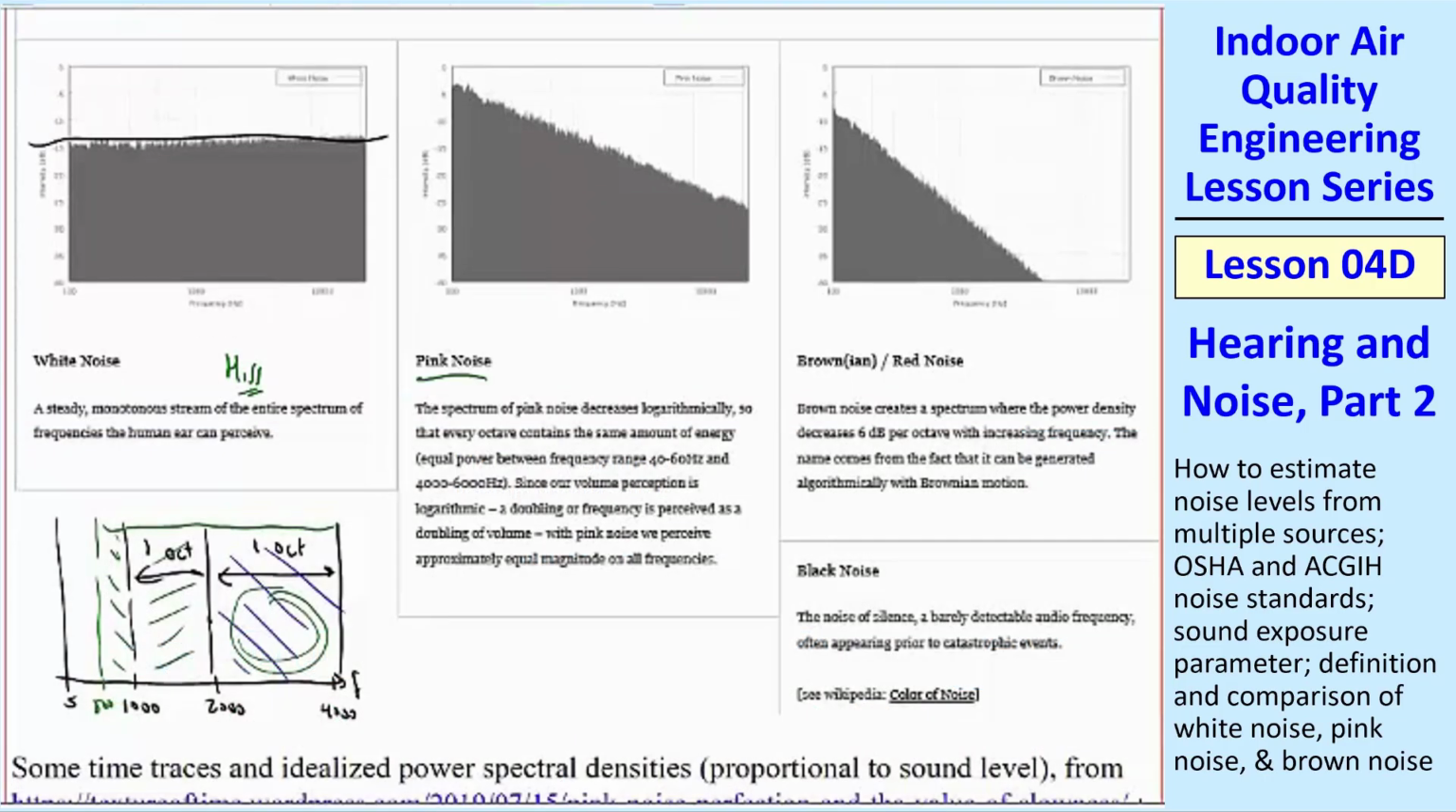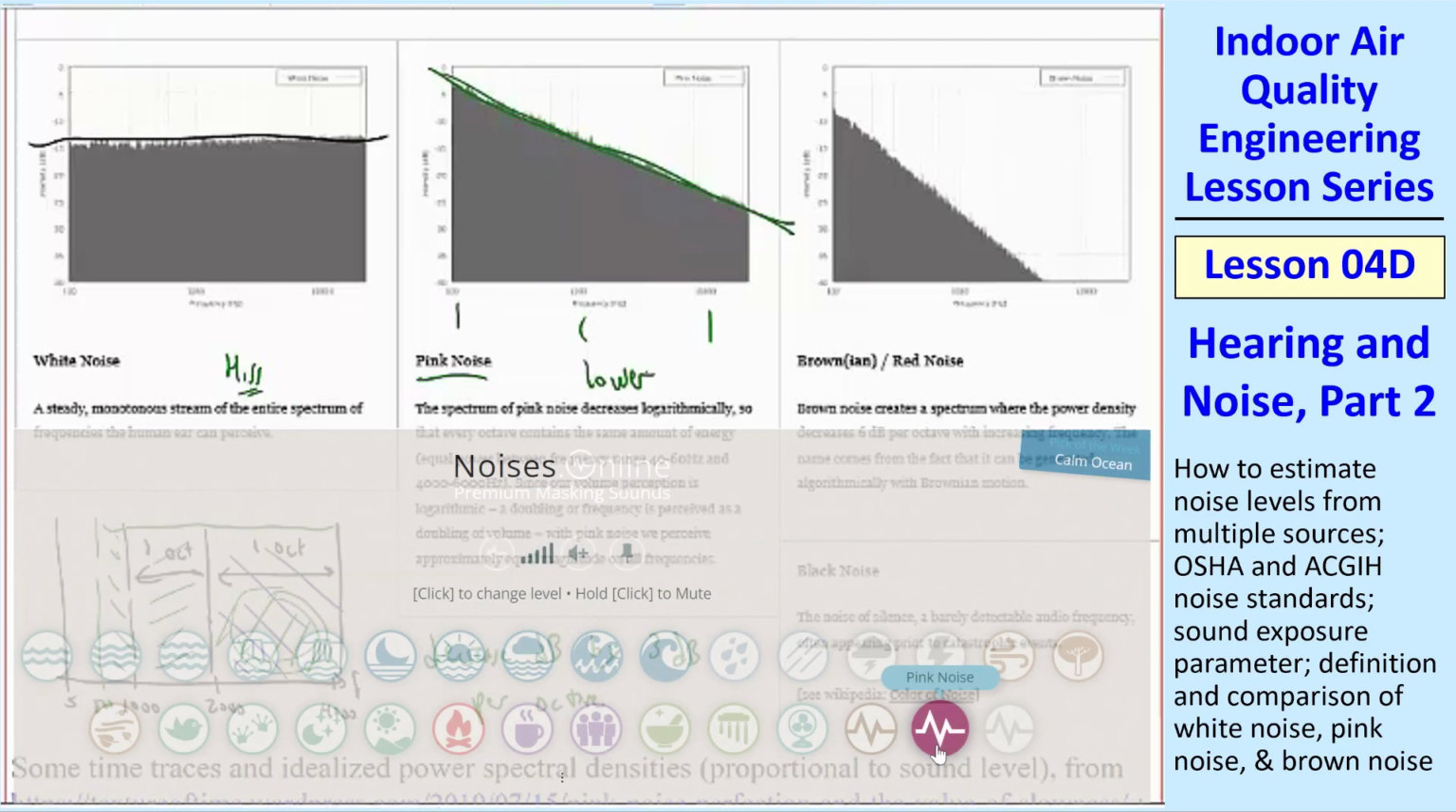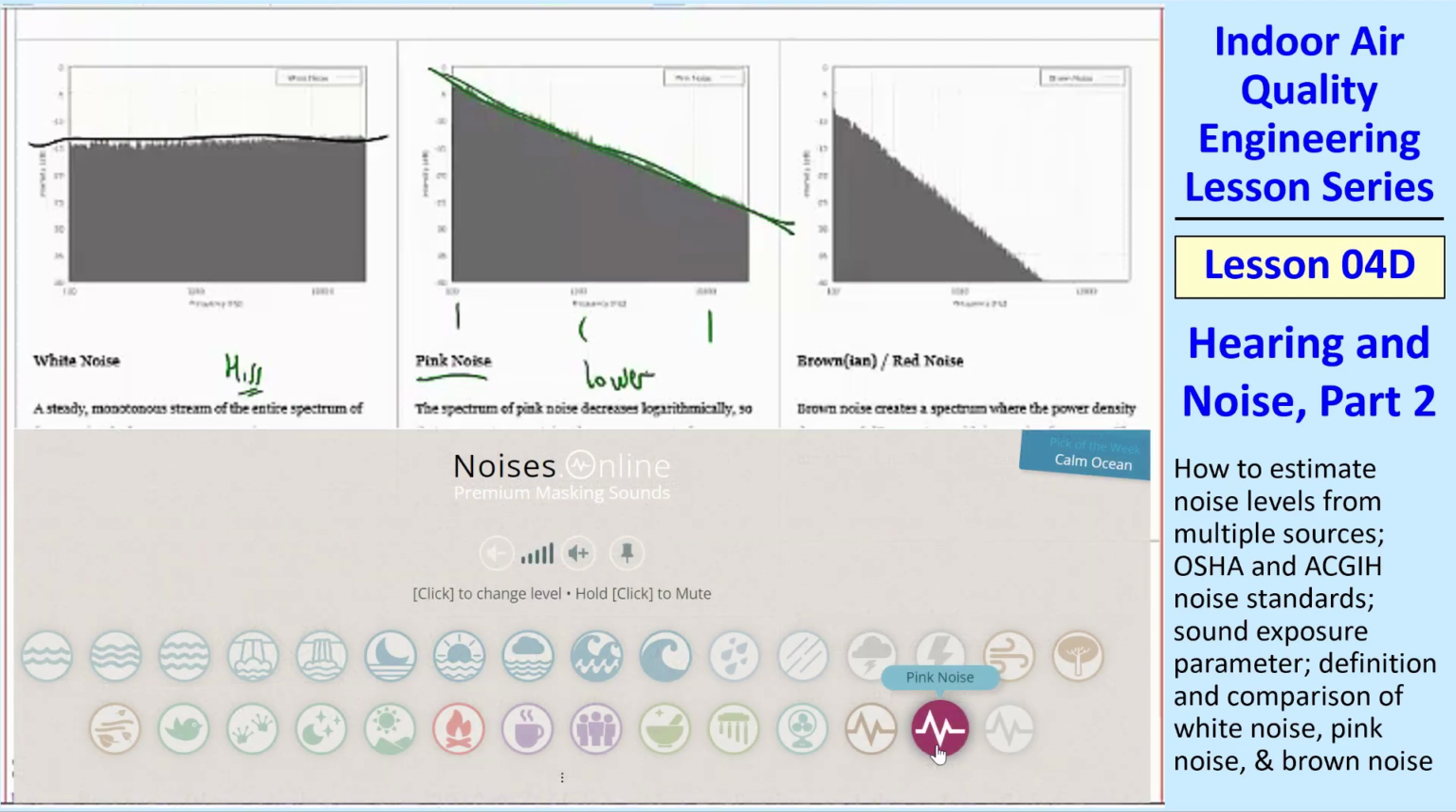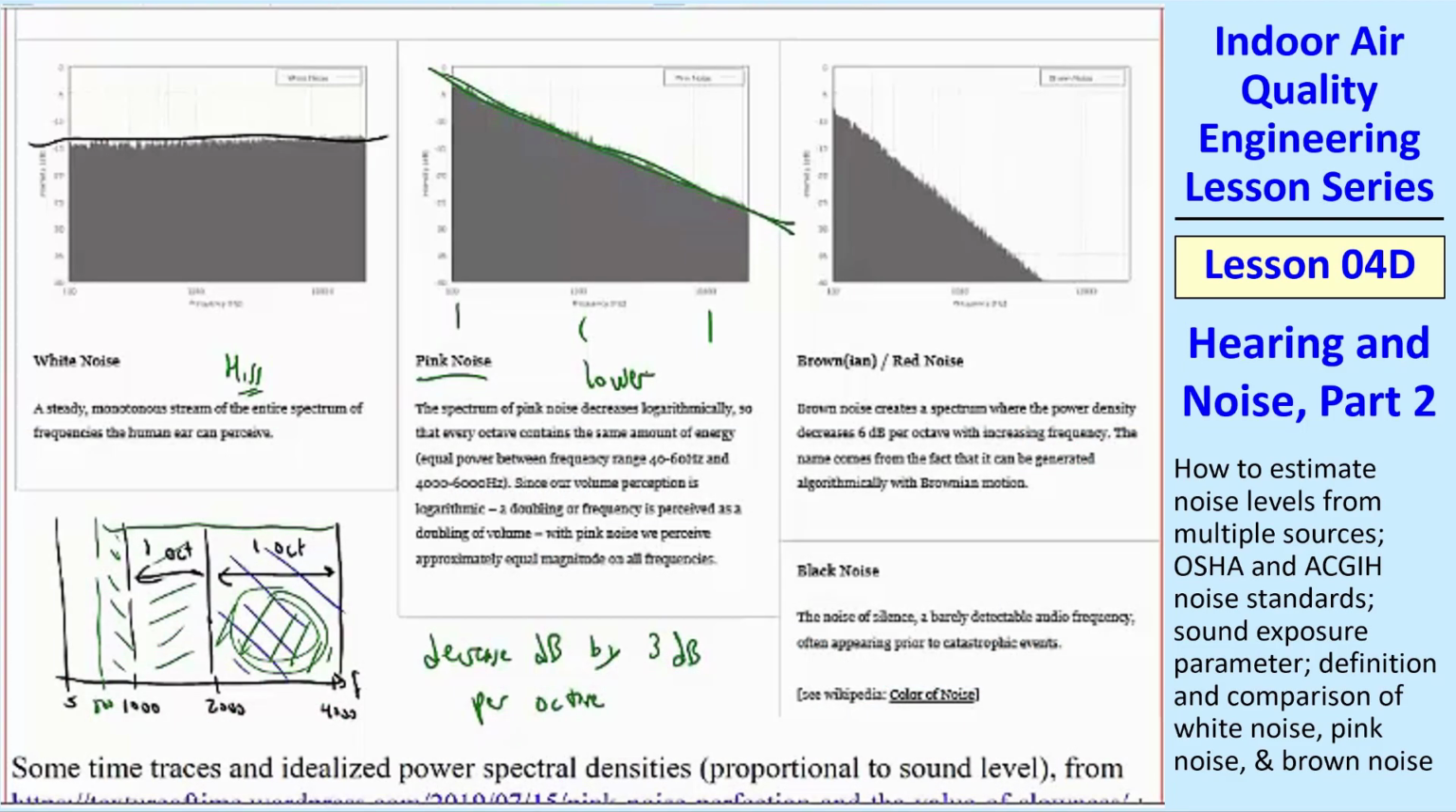Pink noise, what they do is they decrease the dB by 3 dB per octave. So they recognize that, hey, I'm going to hear these high frequencies more, so I lower the level. And they do it in a kind of a linear fashion on this log scale. This log scale is 100, 1,000, and 10,000 hertz. And so it goes down by 3 dB every octave. And so you'll hear this as a lower sound, kind of like a waterfall.